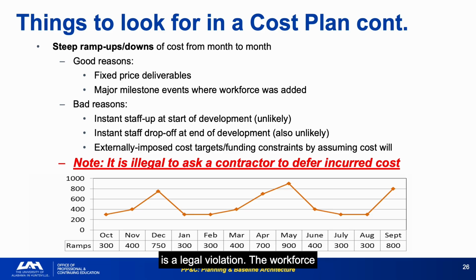The workforce reality applies here as well. Instant staff up at the start of development, unlikely. Instant staff drop off at the end of development, also unlikely. Workforce ramps are inherently gradual. Cost plans that assume otherwise should be questioned. Steep ramp assumptions driven by externally imposed cost targets are common. The program is told its budget is X, and the analyst produces a plan showing X spent in a particular shape without validating whether that shape is technically achievable.